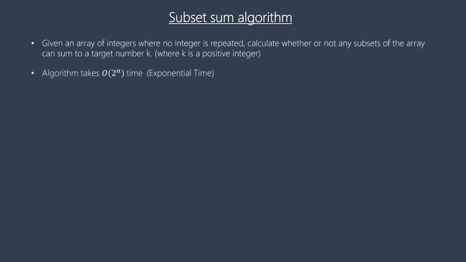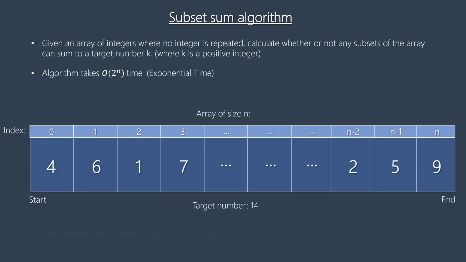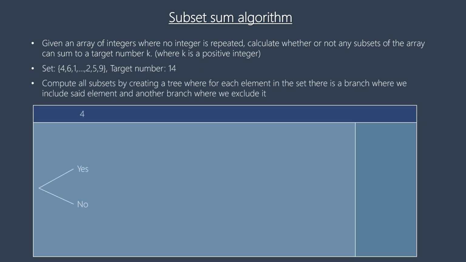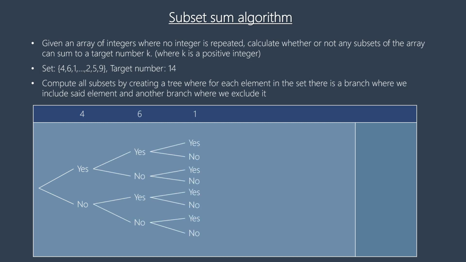Now we're ready to consider the general case of a set of size n, and we will demonstrate why this algorithm takes exponential time. Here we can see the general idea of what the tree will look like for this example.